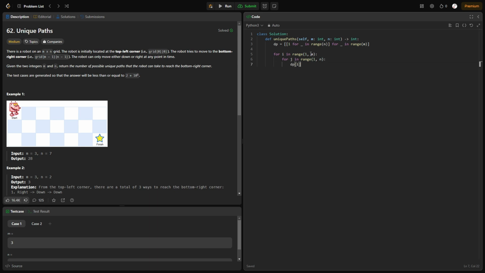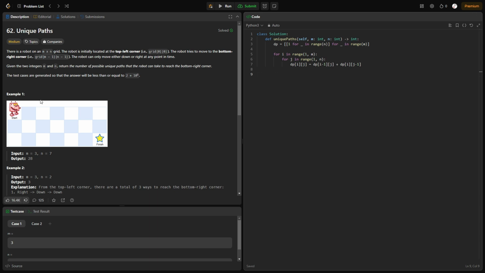So dp at the current cell, dp[i][j], is going to equal the upper neighbor, which is dp[i-1][j], plus the left neighbor, dp[i][j-1]. We don't have to care about array out of bounds here, because i-1 and j-1 are always going to be greater than or equal to 0, since i is lower bounded by 1 and j is also lower bounded by 1. So this never goes out of bounds and we don't have to worry about that.